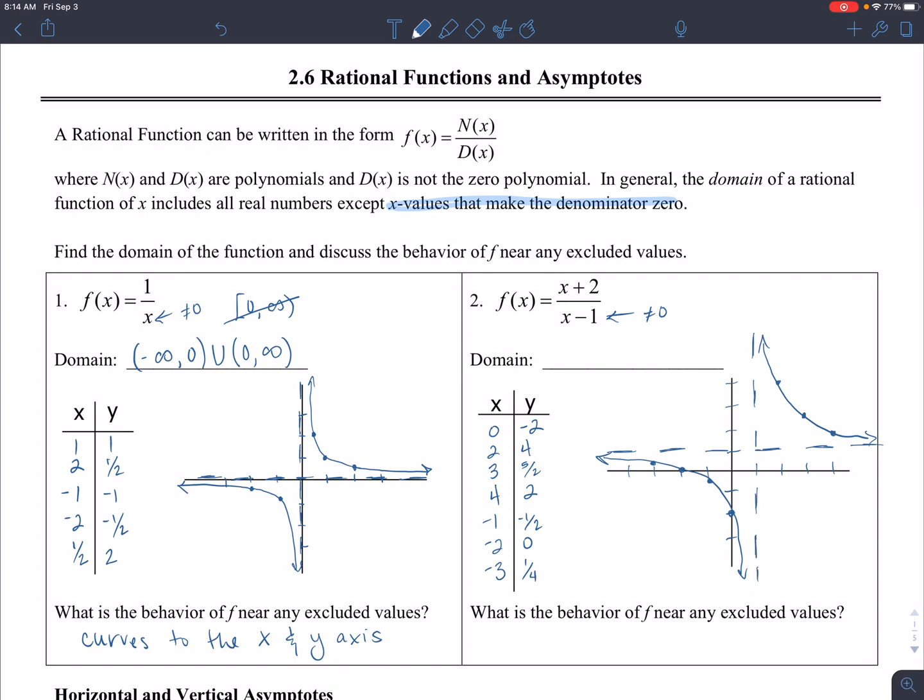This isn't the most precise drawing, but if it were, you would be able to see that really, really clearly. So the domain is going to be all real numbers except the x value that would make the denominator 0, which is 1. So we're going to go from negative infinity up to 1, and then from 1 up to positive infinity. What are the behaviors of f near any excluded value? It curves to the line x equals 1 and y equals 1.